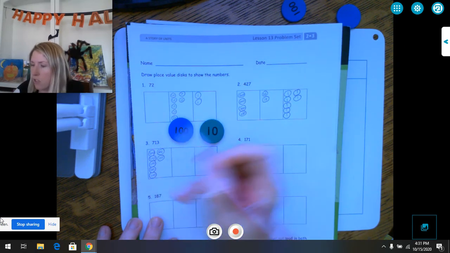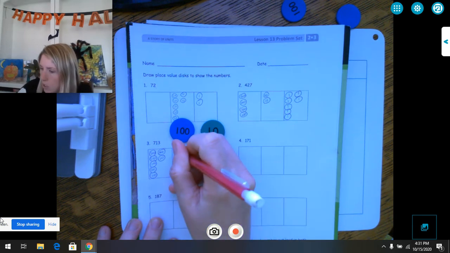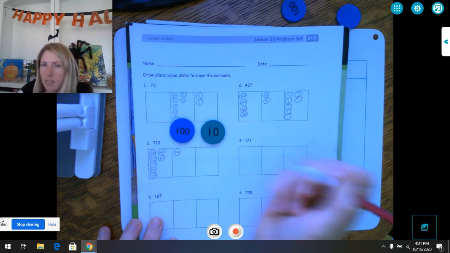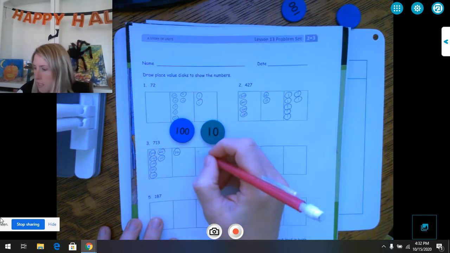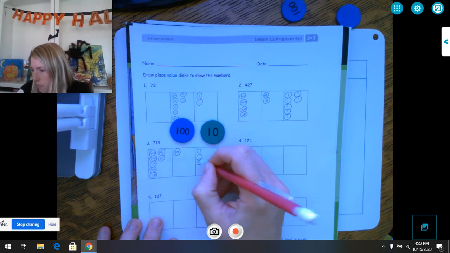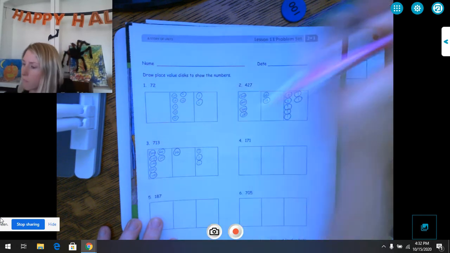So 713 has 7 hundreds and 1 ten. So we just need to draw 1 ten disc. And then 3 ones. So 1 ten disc and 3 ones discs. 1, 2, 3. So 713. Perfect.